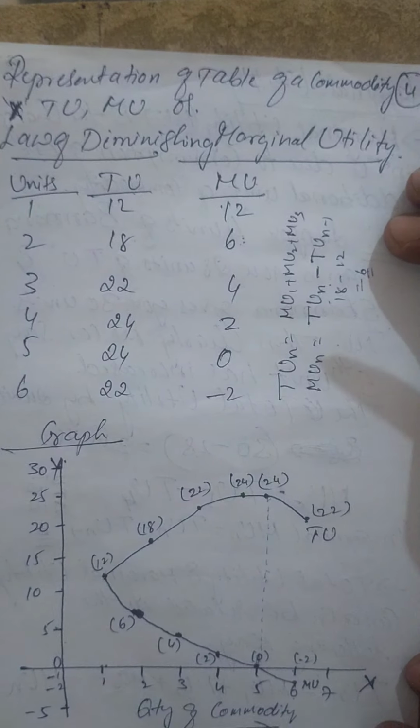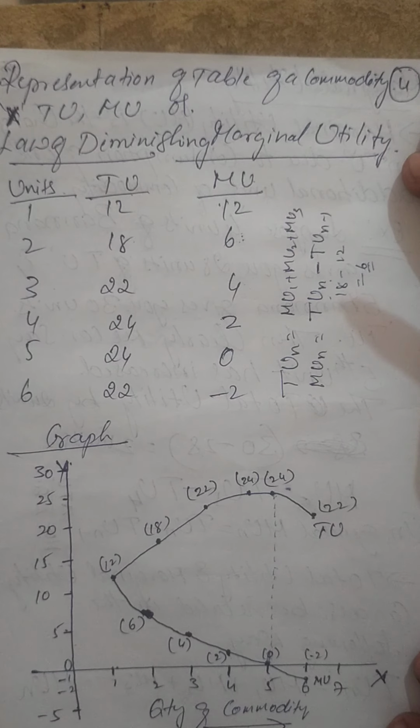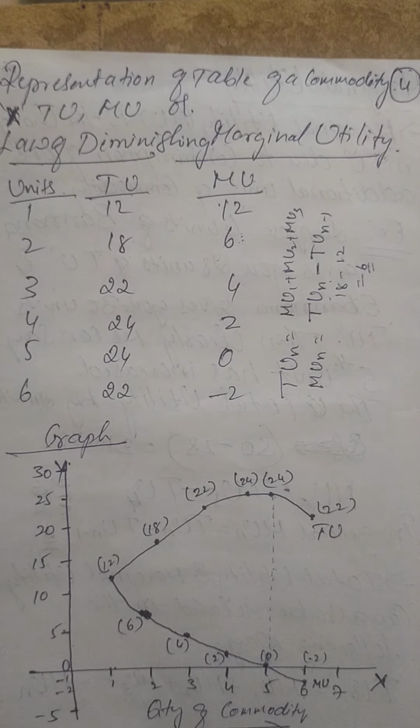So now, keeping this in mind, we will move on to the law of diminishing marginal utility. Yes, as we have seen yesterday, as I told you, this is the most important and essential topic to be discussed. So based on that, we are seeing the activity.